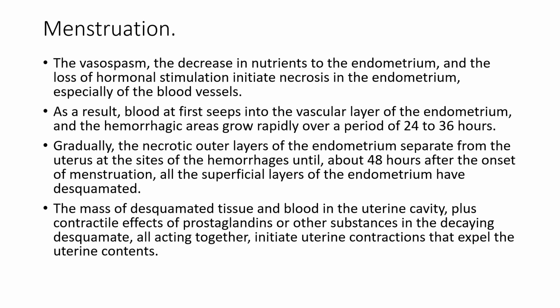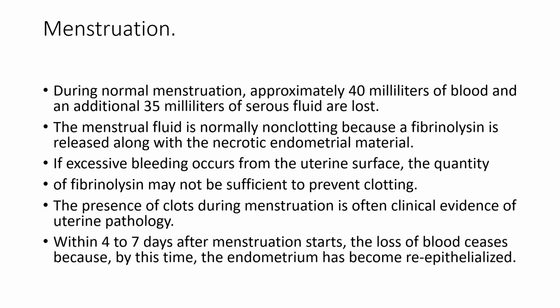The mass of desquamated tissue and blood in the uterine cavity, plus contractile effects of prostaglandins or other substances in the decaying desquamate, all acting together, initiate uterine contractions that expel the uterine contents. During normal menstruation, approximately 40 milliliters of blood and an additional 35 milliliters of serous fluid are lost. The menstrual fluid is normally non-clotting because a fibrinolysin is released along with the necrotic endometrial material. If excessive bleeding occurs from the uterine surface, the quantity of fibrinolysin may not be sufficient to prevent clotting. The presence of clots during menstruation is often clinical evidence of uterine pathology.